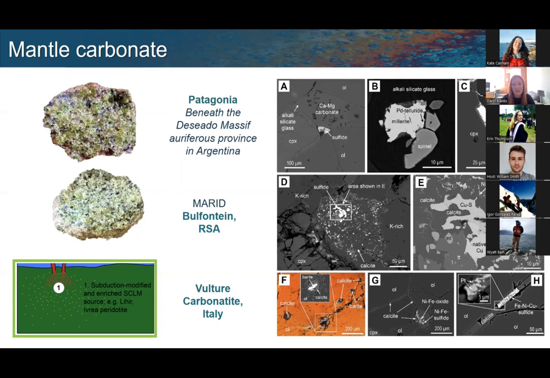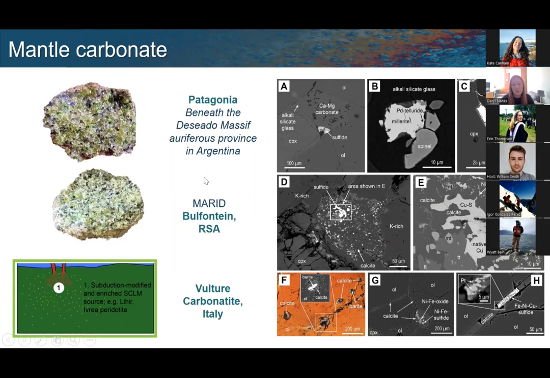So the first is in Patagonia. These are samples provided by Santiago Tessara, which are sampled beneath the Auriferous province in Argentina. What we see here is that we've got sulfide and carbonate together in interstitial spaces of the silicate phases. And in addition to this, we see volatiles in the form of apatite, as well as inclusions of palladium tellurides and minerite. So palladium telluride is the theme that we'll follow through.